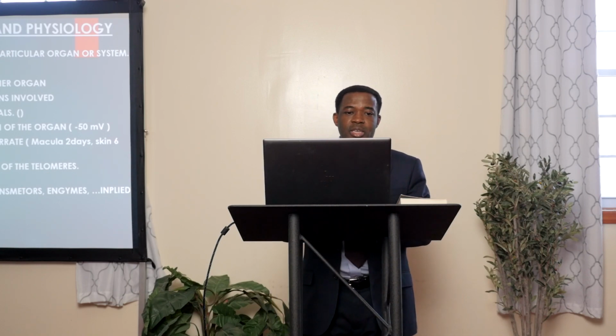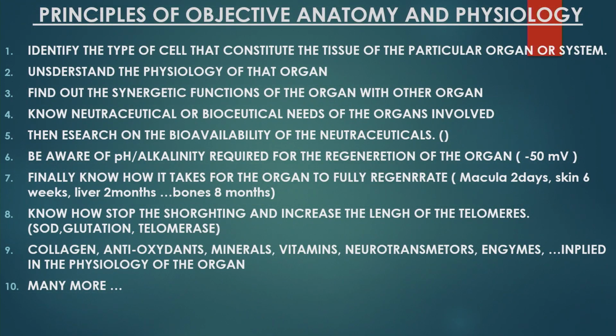Okay. Number six, be aware of pH and alkalinity required for the regeneration of the organ. We are going to talk about the work of Dr. Tenen. Okay, he came up with something amazing. I believe God has given him that revelation that really opened his mind and the mind of many others to know how to regenerate organs.